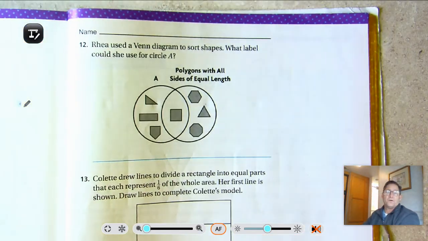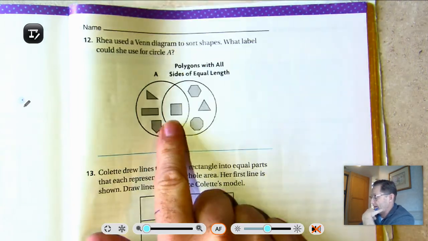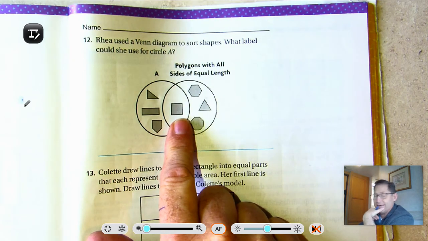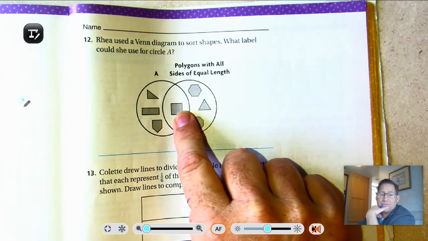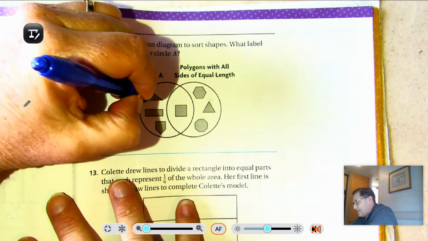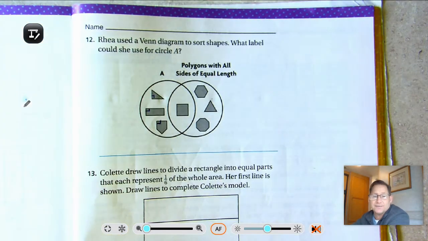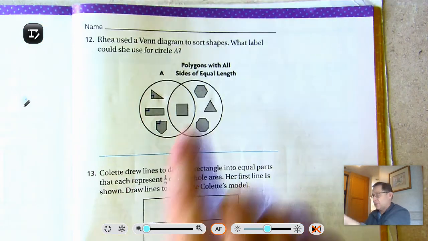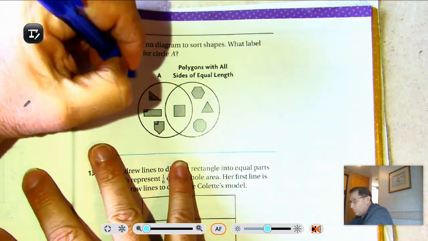Number 12. Ray used a Venn diagram to sort shapes. What label could you use for circle A? All right, so we know that the square has all sides of equal length, but that's referring to the right-hand side. So what about this shape is similar to these three shapes? Well, there's a right angle here, there's right angles in the rectangle, and there's right angles in the pentagon, and there's right angles in the square. So has at least one right angle, polygons with at least one right angle.